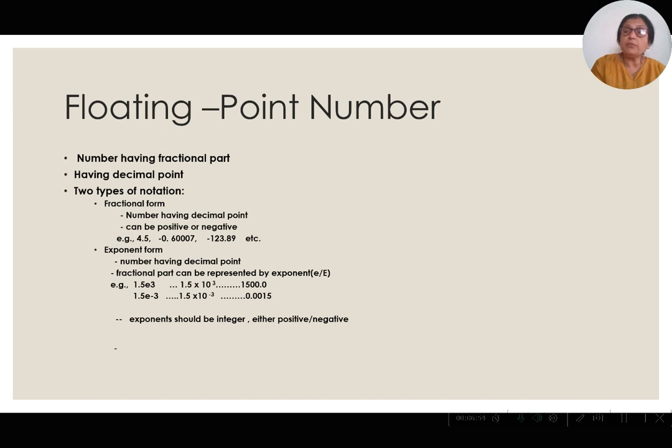So one more thing, 1.5E3. So 1.5 is your mantissa and 3 is your exponent part. Okay, so exponent should be an integer, either positive or negative. That means exponent cannot be a real number, cannot be a fractional number. That's about floating point number.